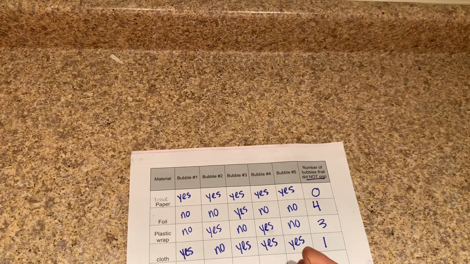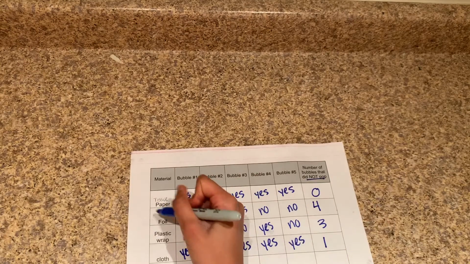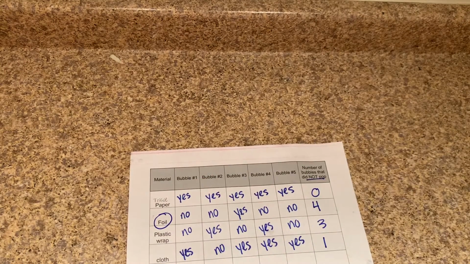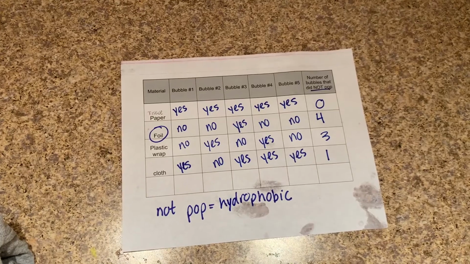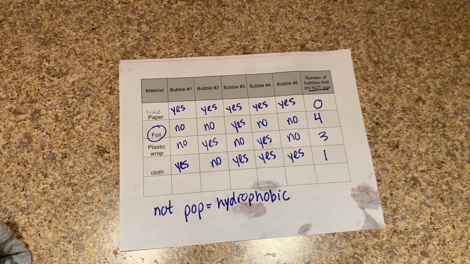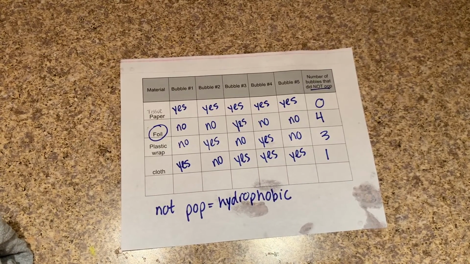This means that the material did not want to soak up the water that was in the bubble, so it did not pop. If the material did not want to soak up the water, that means it is hydrophobic or it is scared of water. It does not want water. So foil is the most hydrophobic material in this because it did not pop the bubbles the most.